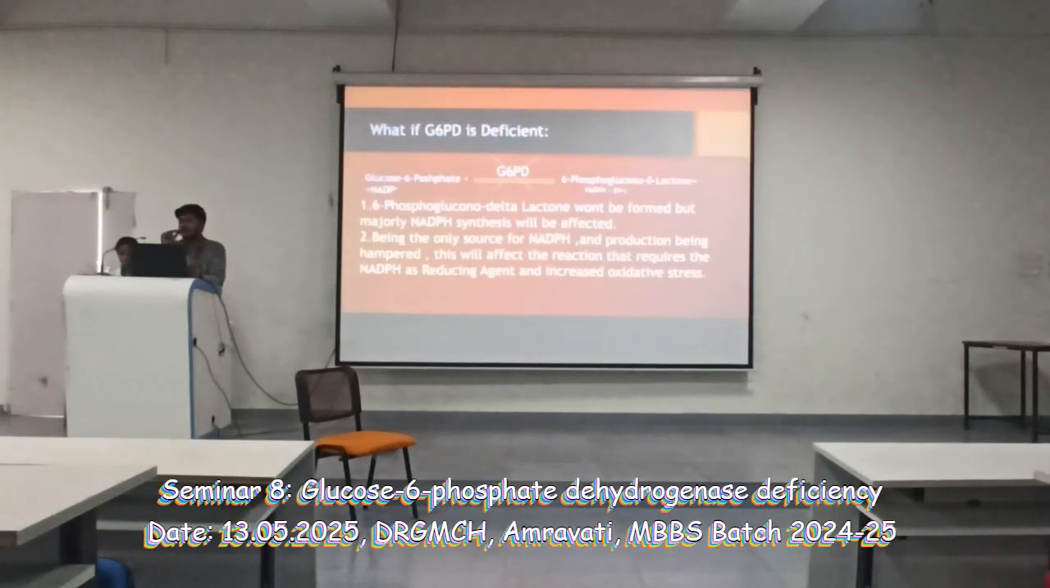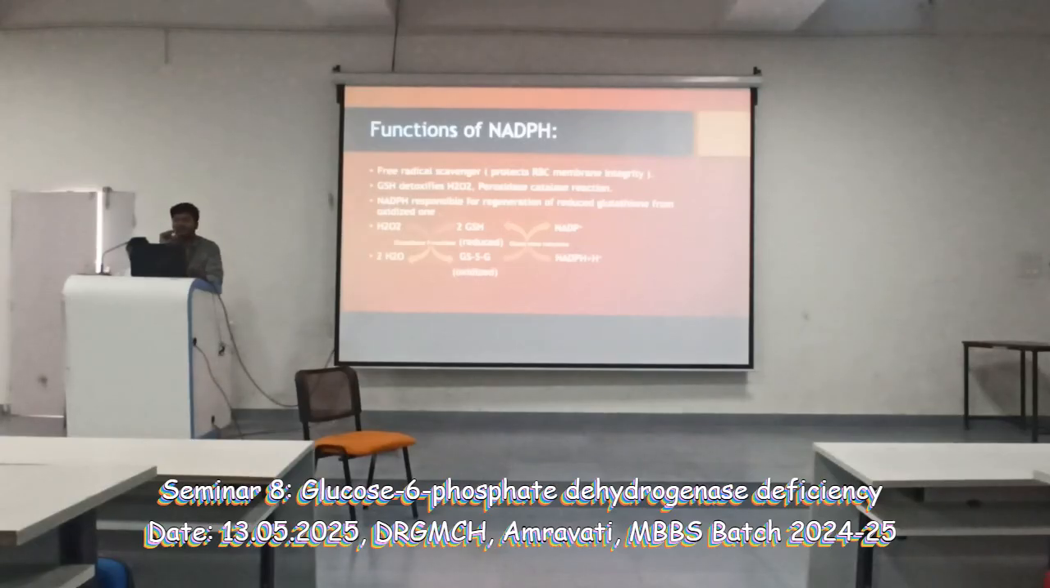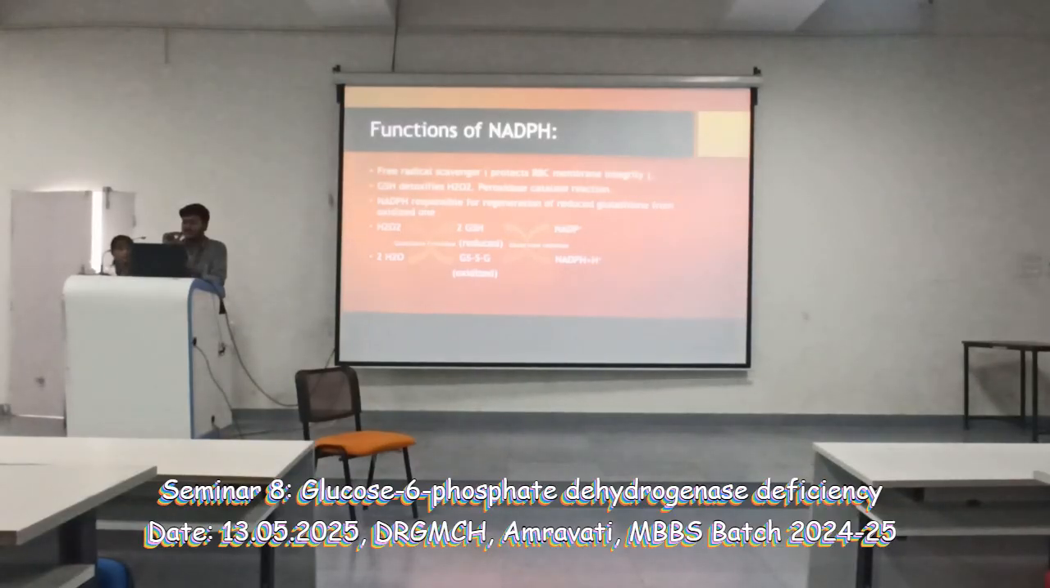Being the only source of NADPH, its production being hampered will affect the reactions that require NADPH as a reducing agent and increase oxidative stress. The functions of NADPH: it is a free radical scavenger which protects RBC membrane integrity. GSH, the reduced form of glutathione, detoxifies hydrogen peroxide. NADPH is responsible for the regeneration of reduced glutathione from the oxidized form.